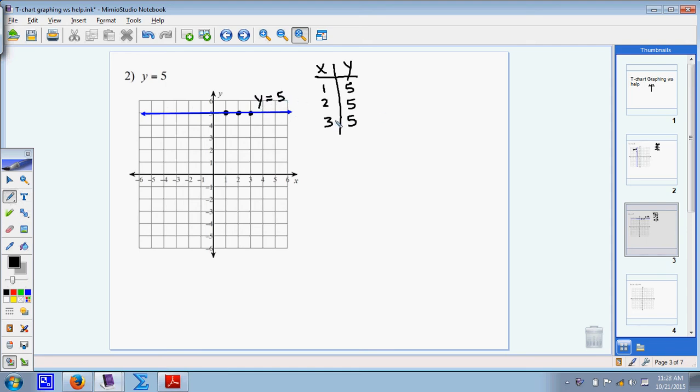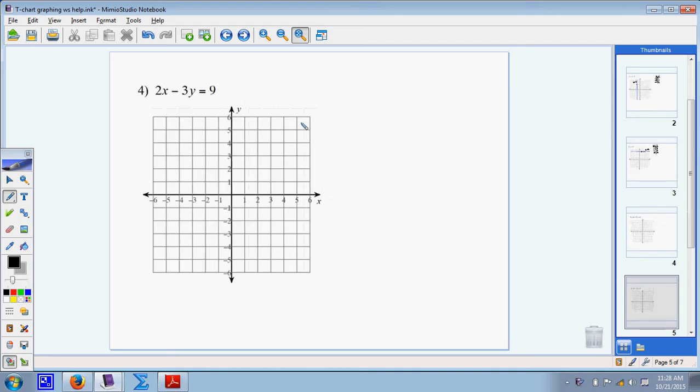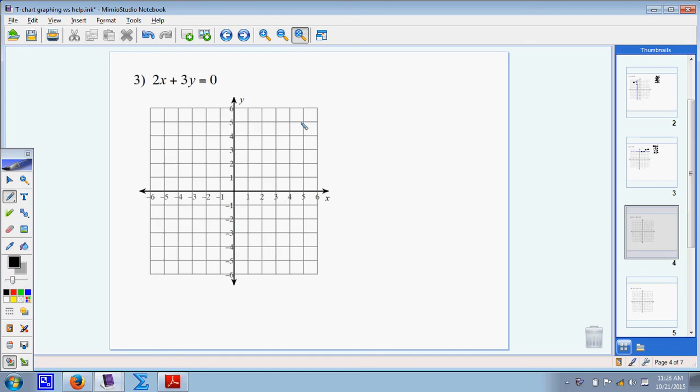So that form of T-chart should be relatively easy. Some easy points on your quiz coming up for that information. But it's the other types of equations that we will have a little bit more difficulty with. And those are equations in standard form. So we're going to be doing some equations here. 2x plus 3y equals 0. 2x minus 3y equals 9, and so on.